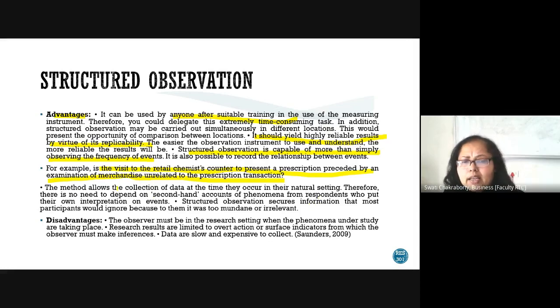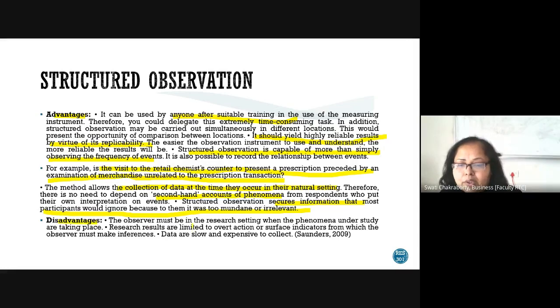This method allows the collection of data at the time they occur in their natural setting. So you do not have to depend on second-hand accounts of phenomena from respondents. It also secures information that most participants would ignore because to them it is irrelevant. So you get data which otherwise people think is not so important, and don't pay much attention to.